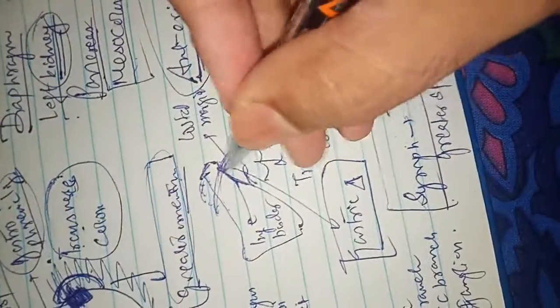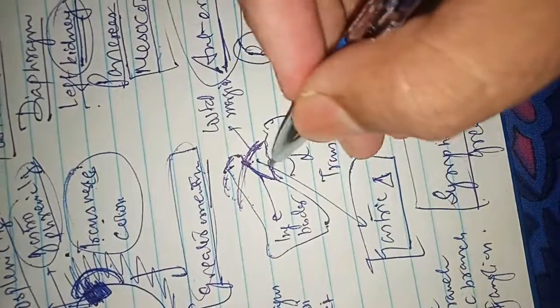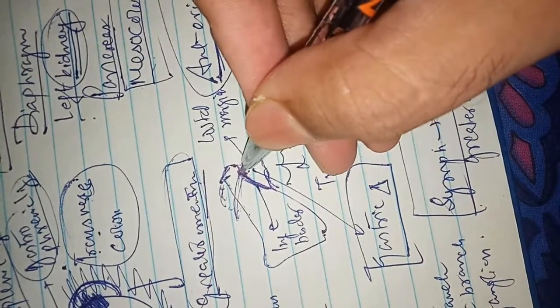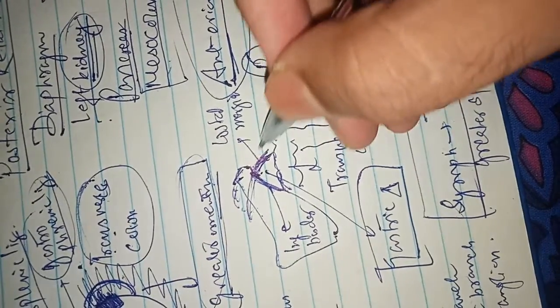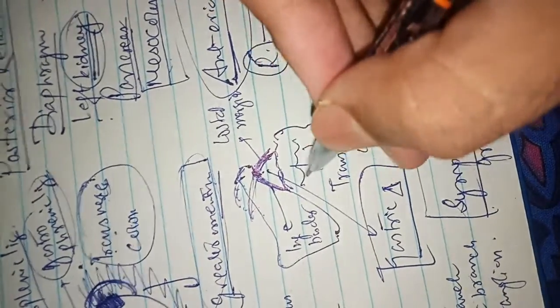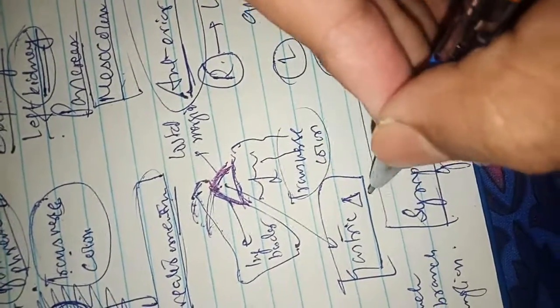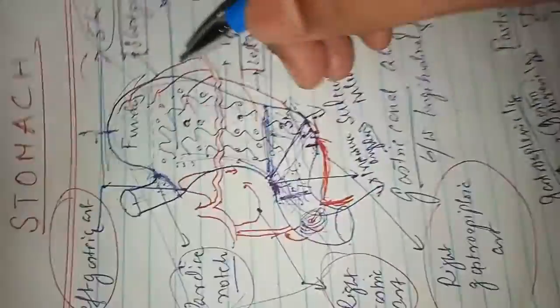Now what is the gastric triangle? It is a surgical landmark where it is bounded laterally on the left by the costal margin, on the right side by the inferior border of the liver, and inferiorly by the transverse colon. So this is the gastric triangle, which is a surgical landmark. Okay, now coming to the arterial supply of the stomach.